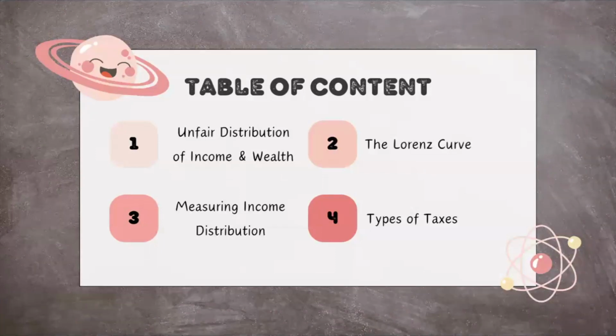This is our table of contents. The first thing we're gonna talk about is going to be unfair distribution of income and wealth. Then we're gonna go to the Lorenz curve. Then we're going to measuring income, and lastly, the different types of taxes.